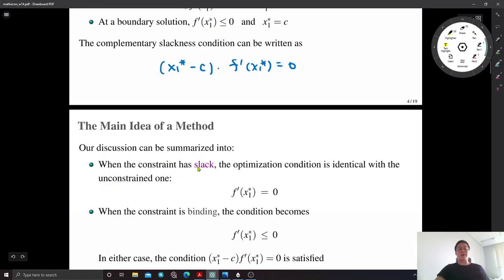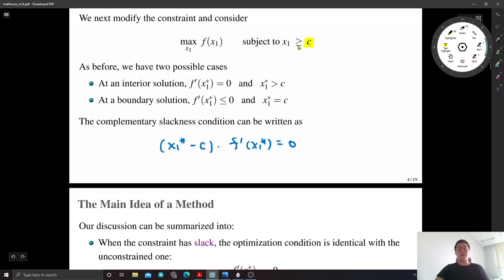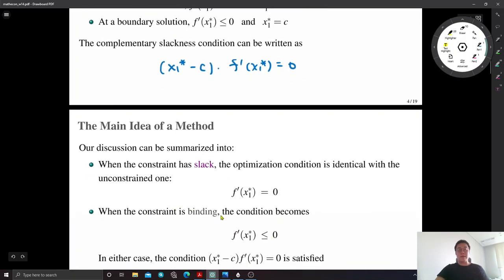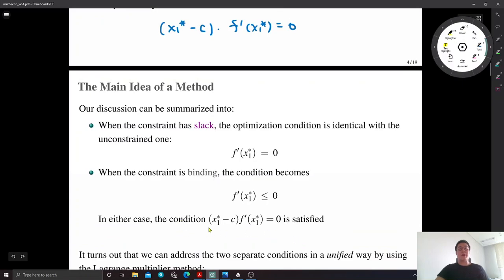So if the constraint has slack, so if this constraint is not that important, in the sense that the solution is maximized, so the function is maximized at x1 star strictly larger than c. Okay, so in this sense, when the constraint is not that important, whenever it has slack, the optimization condition is the same as before. But when the constraint is binding, the condition becomes derivative is non-positive. Yeah? And in either case, the complementary slackness condition is satisfied.